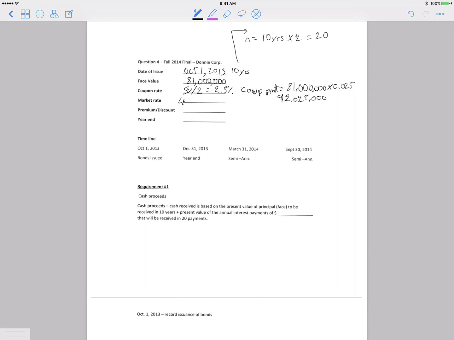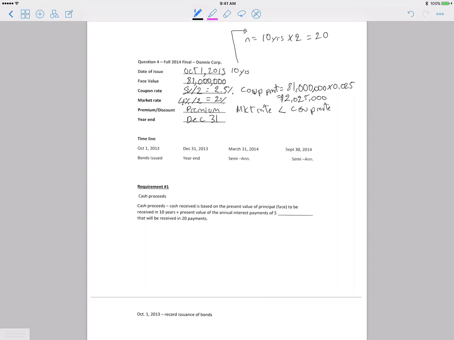The market rate is 4%, but again we have to divide it by 2 because it is a semi-annual payment. Since the market rate is lower than the coupon rate, the bond is sold at a premium. So just recall, every time that the market rate is lower than the coupon rate, the bond is going to be sold at a premium. Vice versa. The year end is on December 31st.